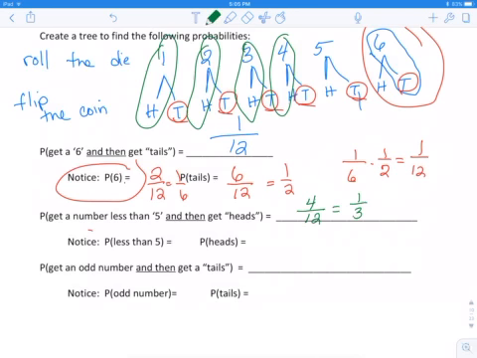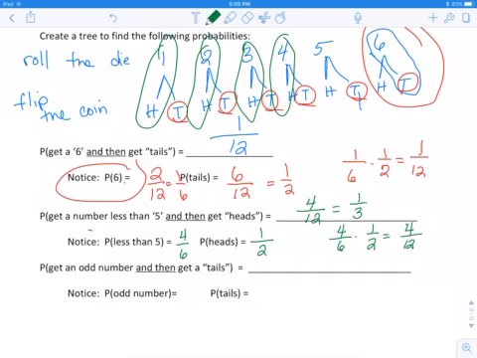Now, if we're just talking about the die, less than a 5, there are 4 things less than a 5 out of 6 possible things you can get from a die. And for heads, there is 1 way out of 2 possible outcomes for a coin. And again, 4 out of 6 times 1/2 would give us 4 out of 12. Okay, we're going to do one more.